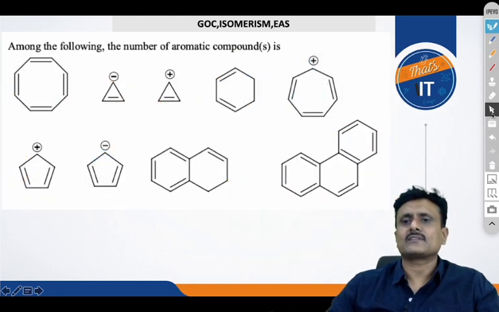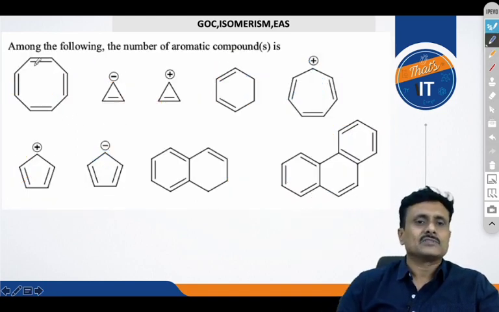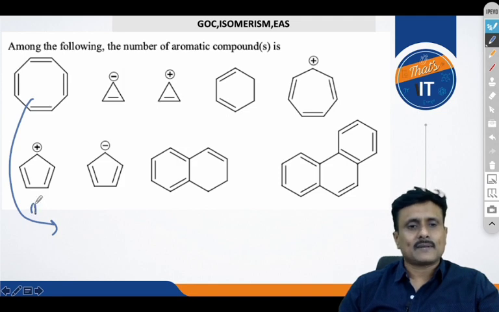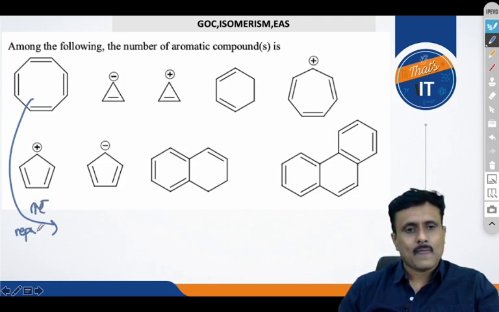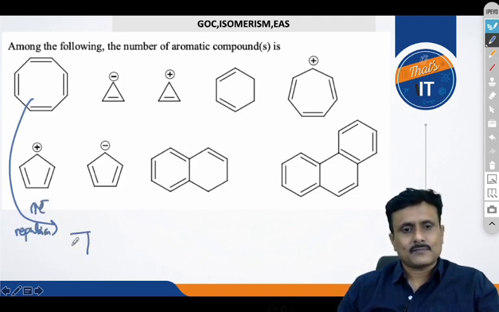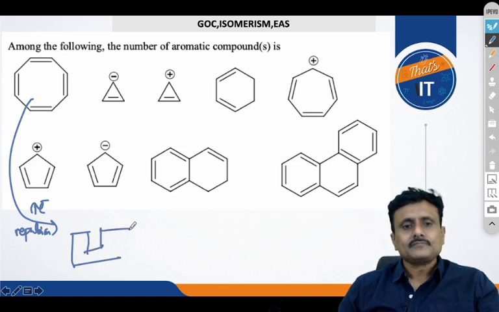Very important, isn't it? The next question is a little bit simple. You know that because of the pi electron repulsion it will acquire the tub shape, isn't it? It will not be coplanar.